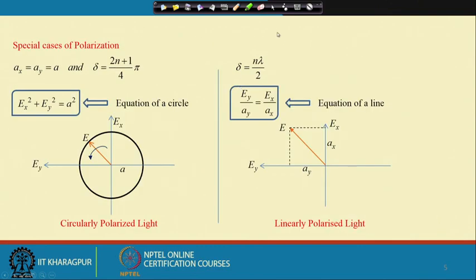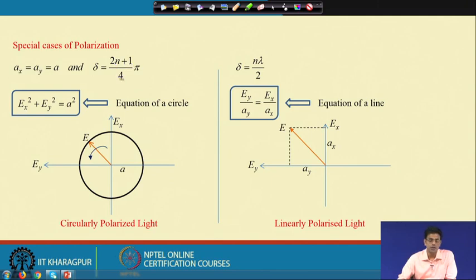Now, consider a special case of polarization, for instance, when A x and A y equal A and delta is (2n plus 1) by 4 times pi. If we substitute these conditions in the previous equation, then we obtain an equation of a circle. The elliptical equation becomes a circular equation. So, we say circularly polarized light.